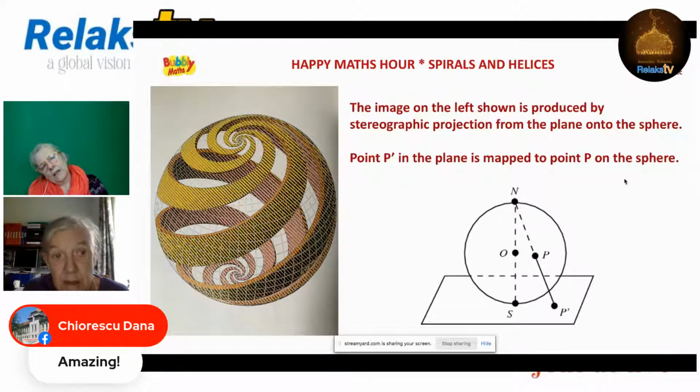It works both ways. So you can find out what a shape on a sphere is on a 2D plane, and you can do it the other way around. You can draw a shape on a 2D plane, and then by using that technique, place it on the sphere, and it would be correct. That is what it would look like if it was on the surface of a sphere.